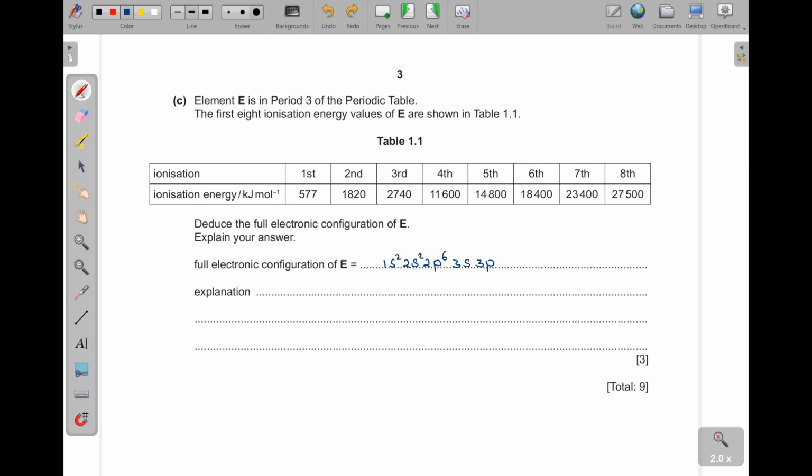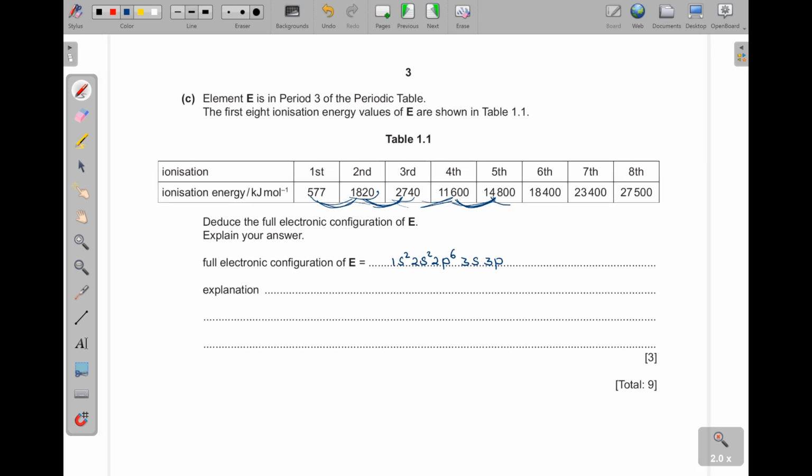Now let's look at these ionization energies. This is 500, 1018, 1800. Now, this one here becomes 2000. This is 1000, this is 2000, now 11,000. Now, this is 11 to 14. That's a smaller gap. 14 to 18, that is also a smaller margin. Then 18 to 23, 23 to 27.